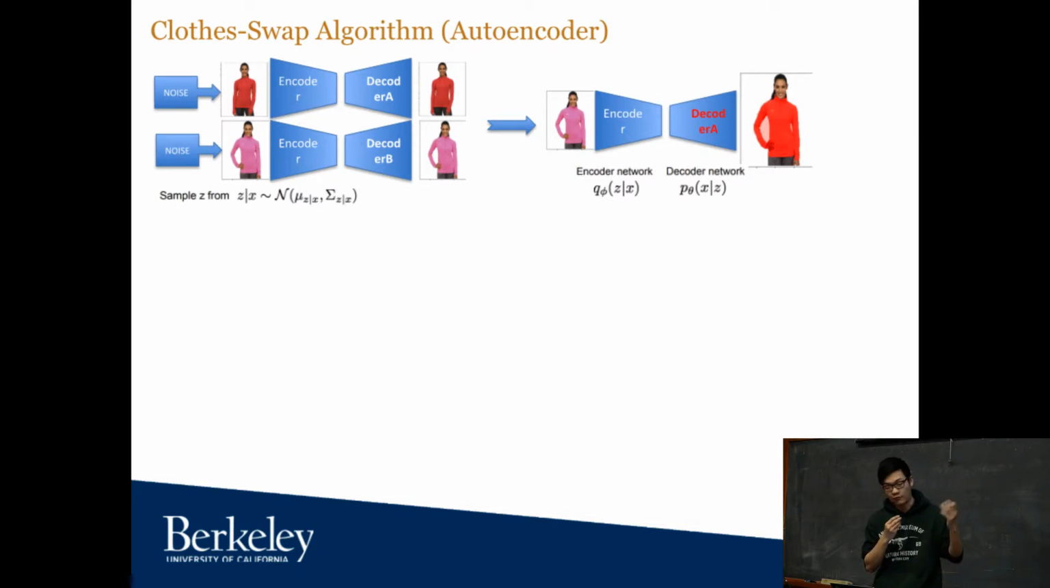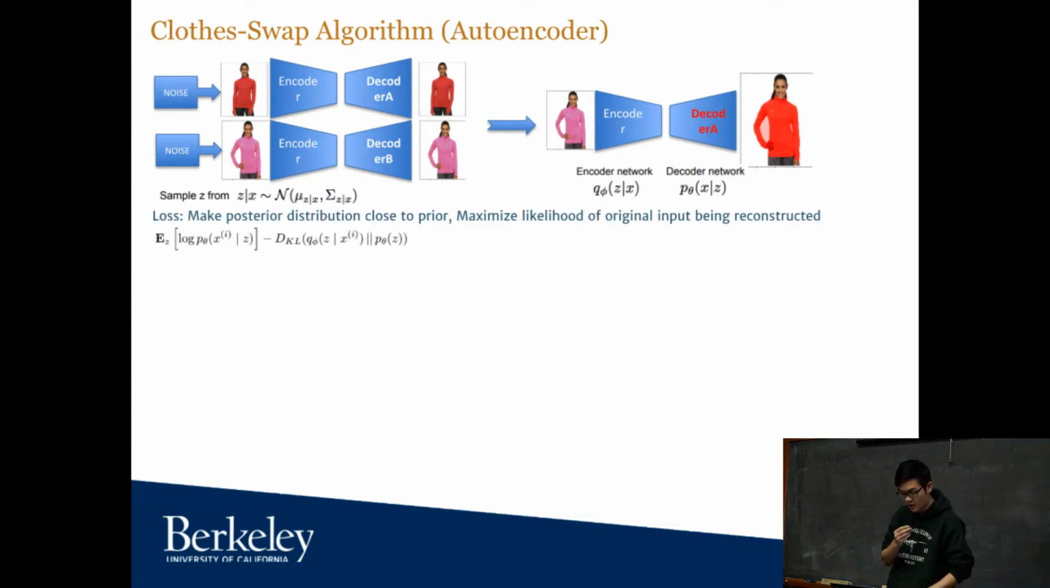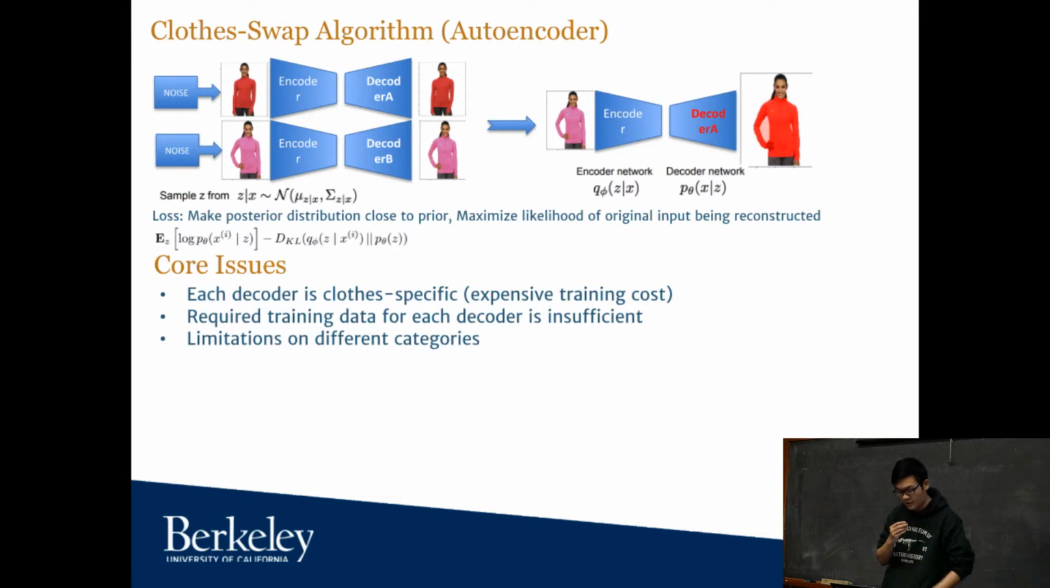Say if you want to fit the pink pictures with the red sweaters, we basically feed the original data into the encoder, then use the decoder from the red sweaters, so we can reconstruct the red sweater onto that lady in the pink shirt. So our loss is basically to minimize the reconstruction loss. The slides are a bit off here.